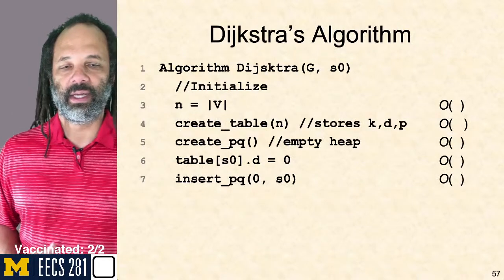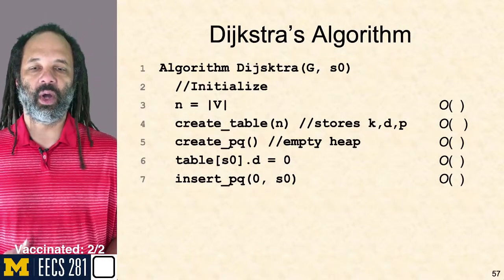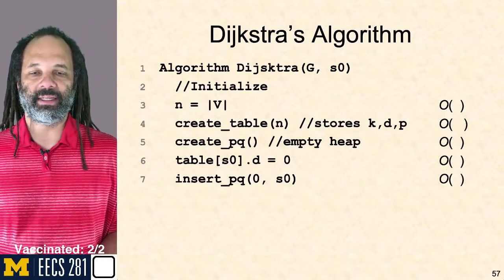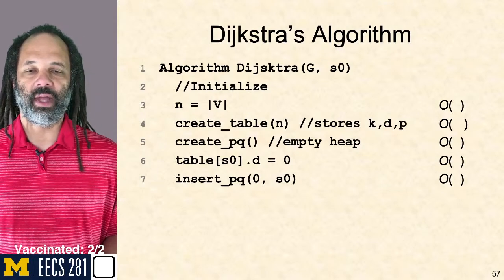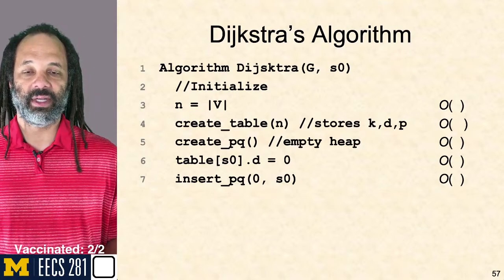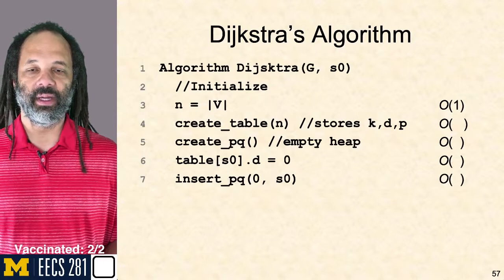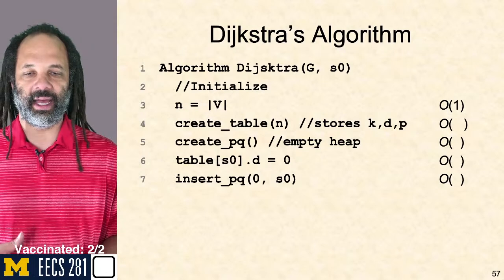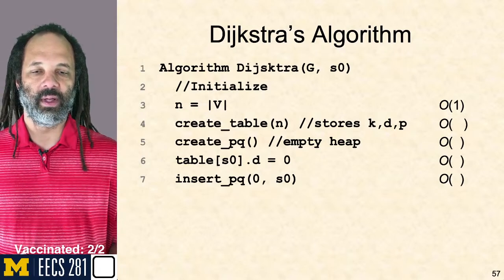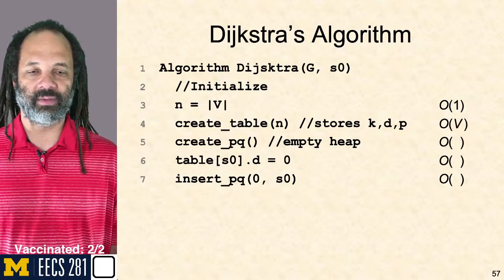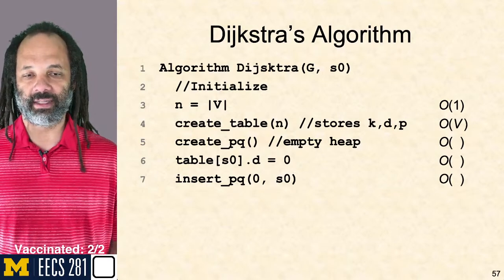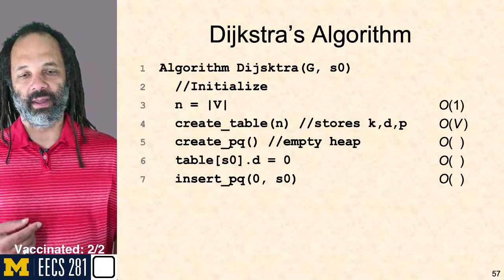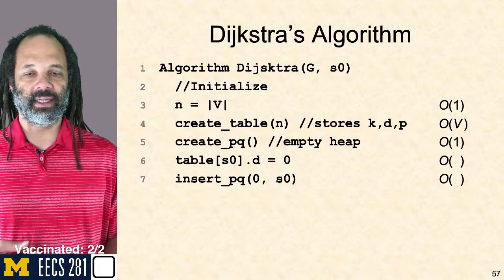So that's Dijkstra's. Here it is in some pseudocode with our complexities attached to it as we create a table here. Obviously, I can get that done fairly cheaply. I figure out n, that's the total number of vertices. I can get that in constant time. Creating my table of size n costs me 1 for each vertex. I need to set the K, D, and P. Then creating an empty heap in constant time.